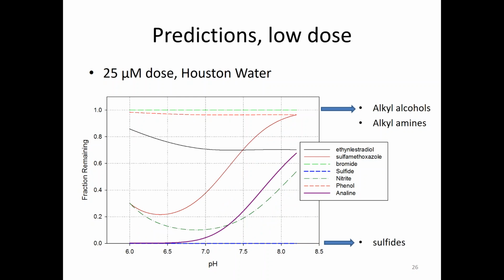And here's a similar set of calculations based on a lower dose, still removing entirely some of these substances like sulfides, not touching the really recalcitrant compounds like alcohols, and I would put the fluorinated compounds up there as well. But the pharmaceuticals, personal care products, are going to be partially, if not completely, removed in some cases.